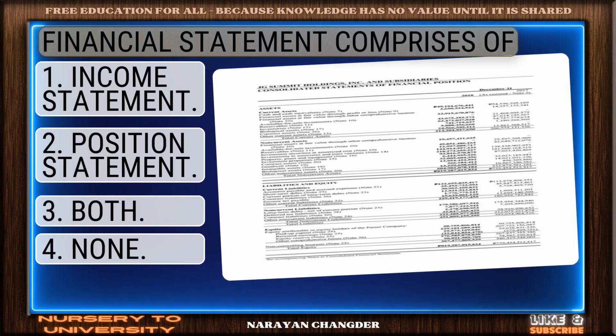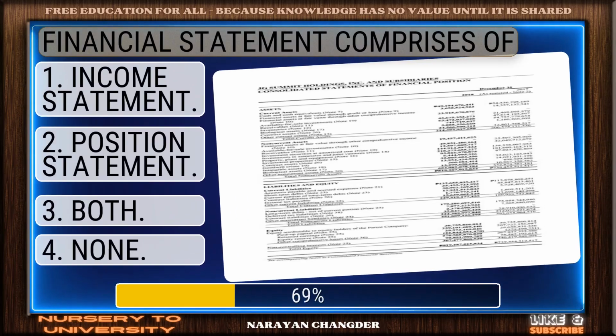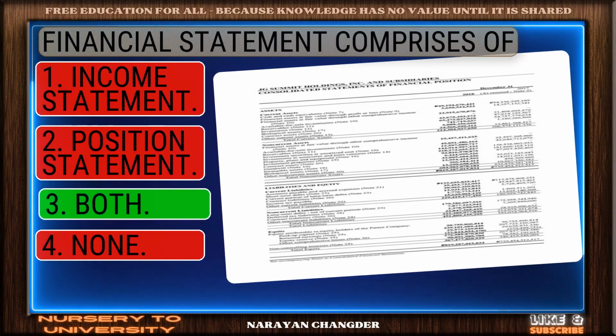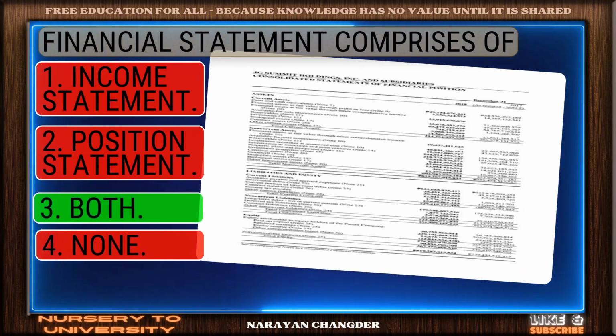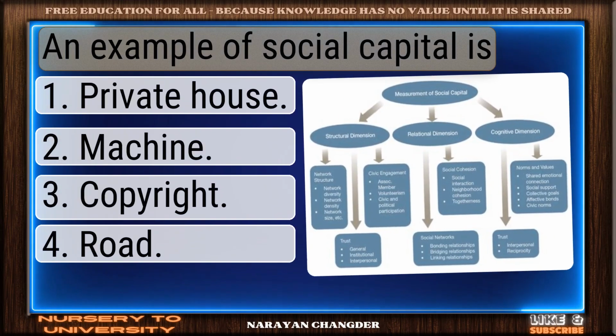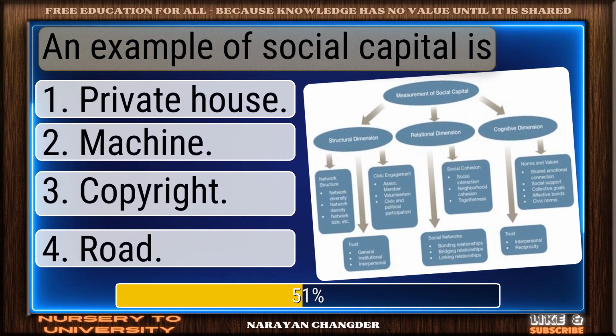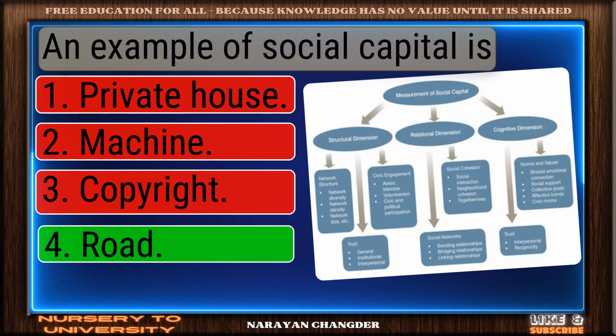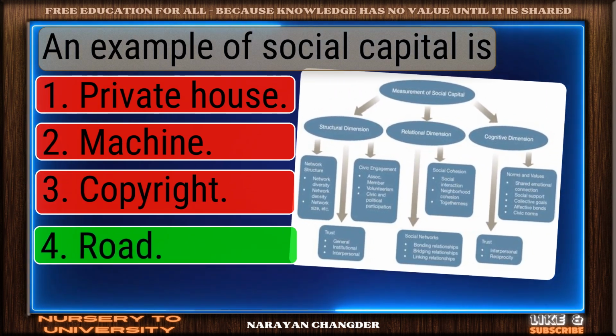Financial statement comprises of. You chose both, and it is correct. An example of social capital is. On track. Road is the correct answer.